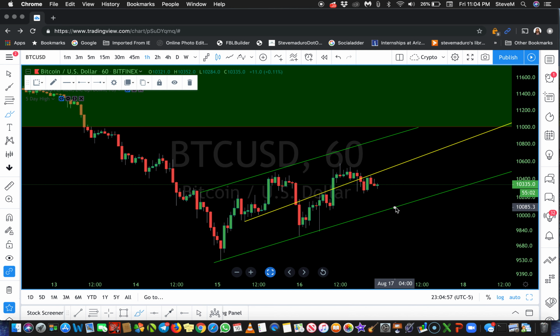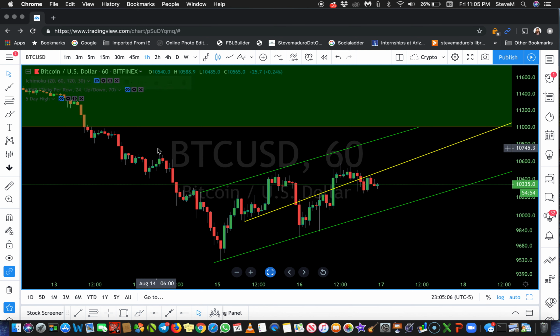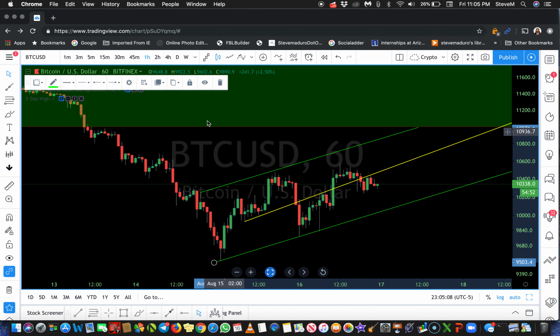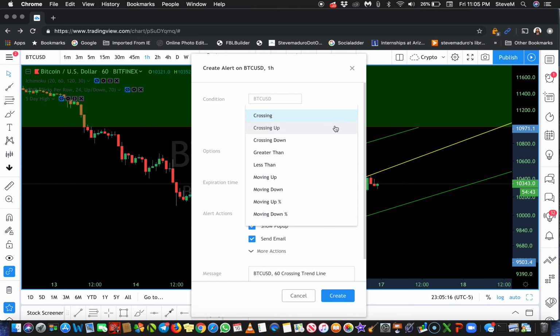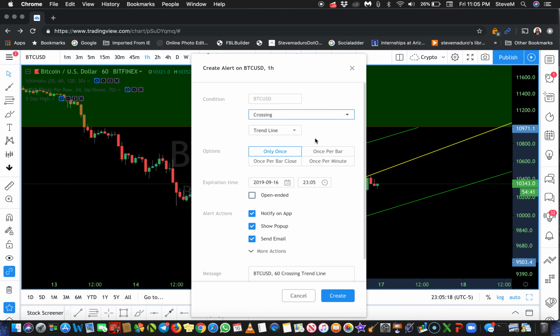So all I'm going to do is click on that trend line, and right here there's a little alarm clock with a plus sign. I'm going to add the alert. I want to know when this thing crosses, period, just touches it. You can do it either way. It only does it once, when it touches it once. But I usually like to do once per minute.